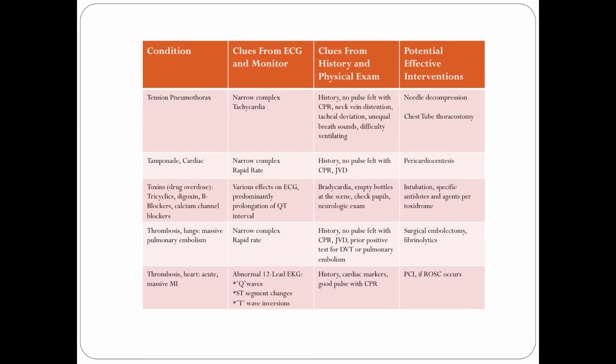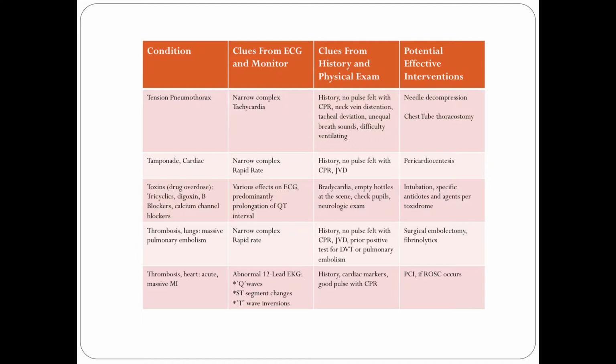When we start talking about toxins, we're talking about that in medical emergencies right now, so that would be our T's. We're talking like tricyclics, DIG overdoses, beta blockers, calcium channel blockers, anything that will cause us to have no pulse or slow pulse or PEA. So they can have various effects on the EKG, depends on the drug and its mechanism of action. Definitely usually see a predominantly prolonged QT interval. That's something to tell you that they might have overdosed on their own medications. Bradycardia, empty bottles at the scene, check their pupils for dilation or neurological exams not coming out.